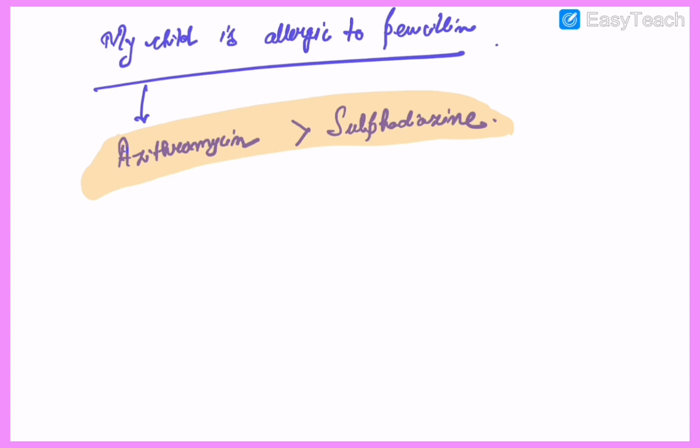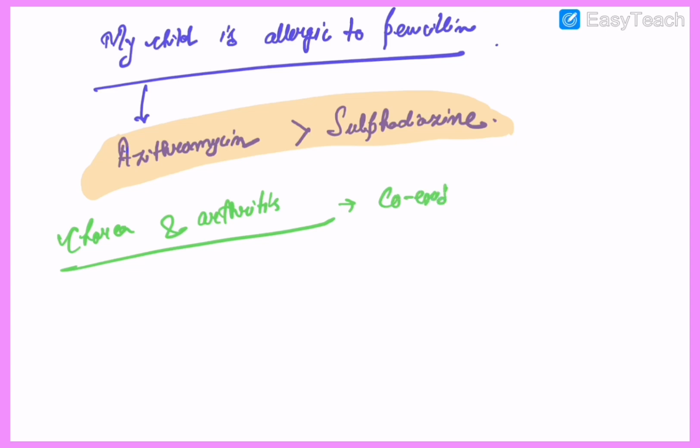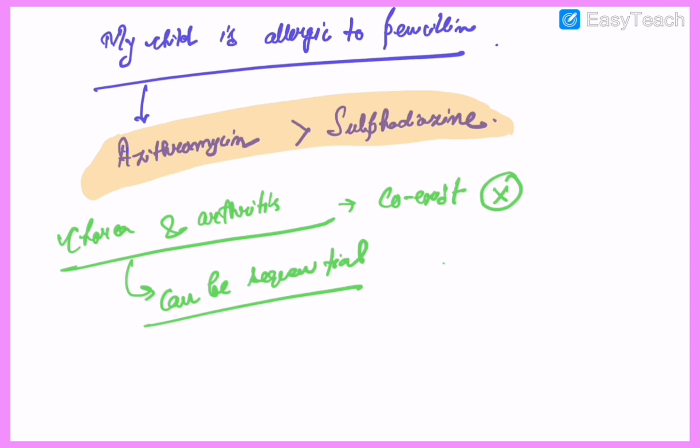Now, one more fact I would like you to know: chorea and arthritis can't coexist simultaneously. They can be sequential. That means generally chorea appears late and arthritis appears early. So chorea can follow arthritis but never coexist.